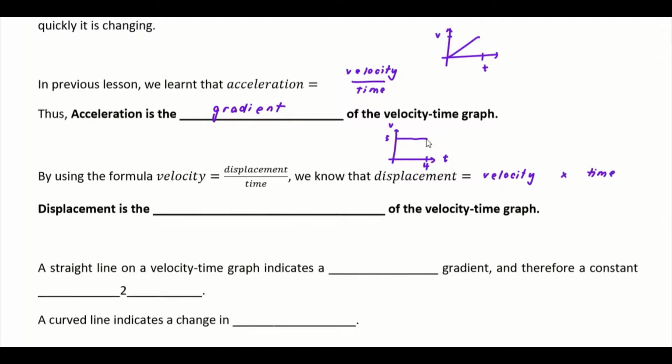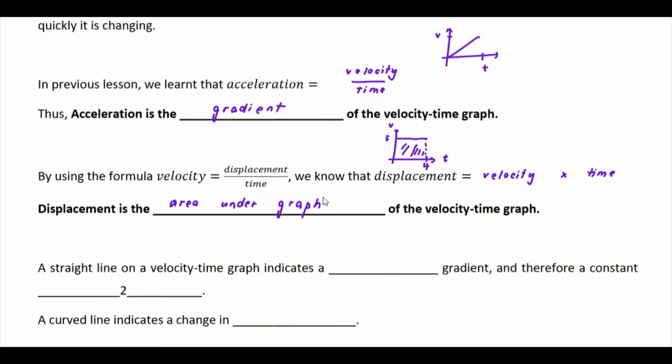So what is 4 multiplied by 5? It is basically the area under this graph. So that's why displacement is the area under the graph for a velocity time graph. So that's the difference between this graph and also the ST graph.